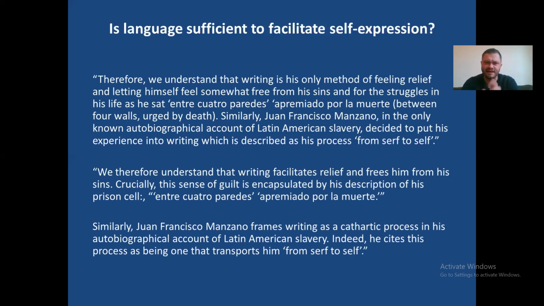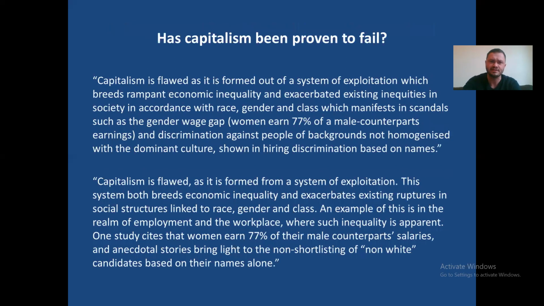Let's look at the other essay and have a look at a couple of suggested tweaks from that as well. So, a rather long excerpt that was provided was, "Capitalism is flawed as it is formed out of a system of exploitation which breeds rampant economic inequality and exacerbated existing inequities in society in accordance with race, gender and class, which manifests in scandals such as the gender wage gap. Women earn 77% of male counterparts' earnings, and discrimination against people of backgrounds not homogenized with dominant culture shown in hiring discrimination based on names."